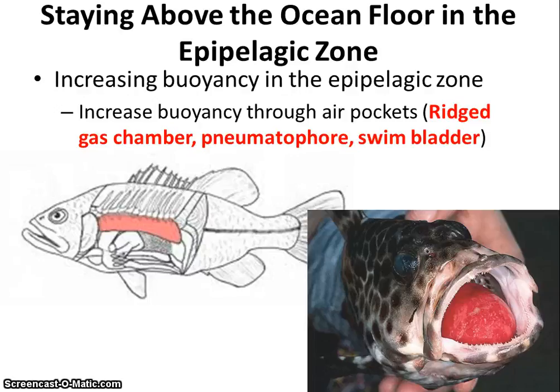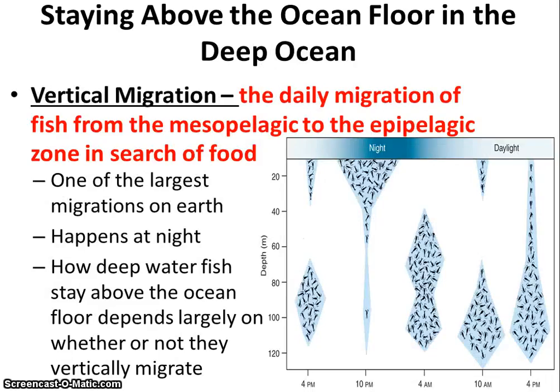That's all epipelagic. Now we're going to transition and talk about the deep ocean. Unfortunately, this is one of the times where we really have to differentiate between the mesopelagic and bathyabyssal and hadopelagic fish. Before I talk about how organisms stay above the ocean floor in the deep, I have to start talking about vertical migration, because this is going to differentiate how organisms stay above the ocean floor in the deep.